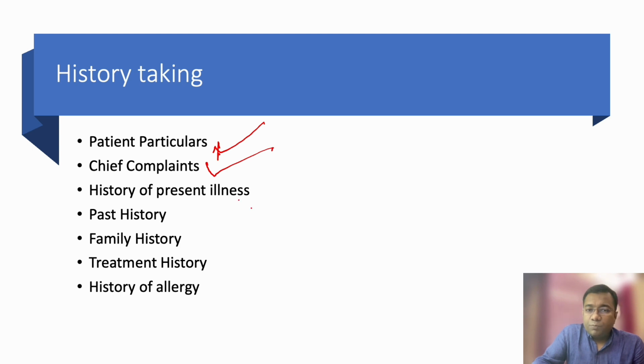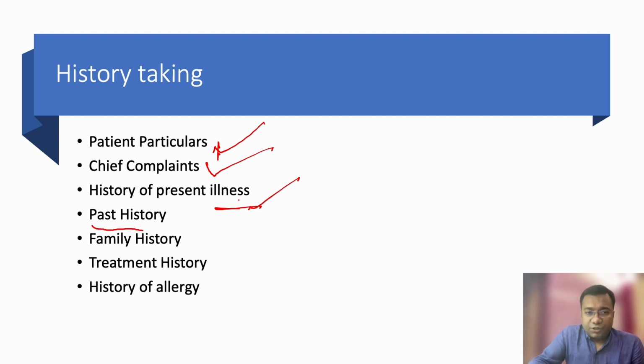Now, history of present illness. What is history of present illness? History of present illness is nothing but the elaboration of the chief complaints. To come to a diagnosis, you need to understand that there might be some positive symptoms in favor of your diagnosis. So you need to include those positive symptoms in the history of present illness, as well as the important negative symptoms you need to rule out.